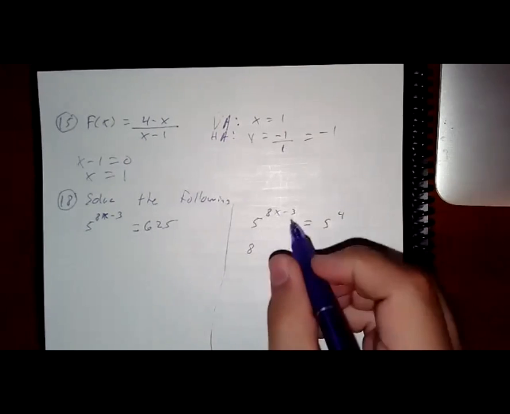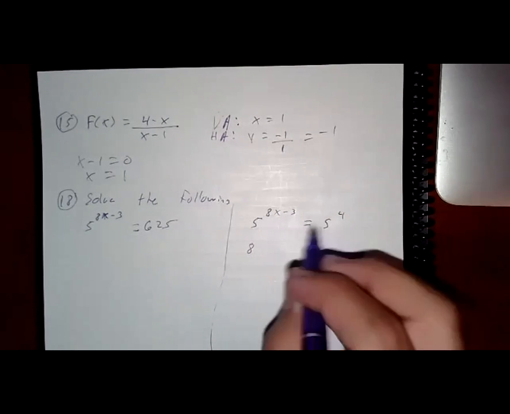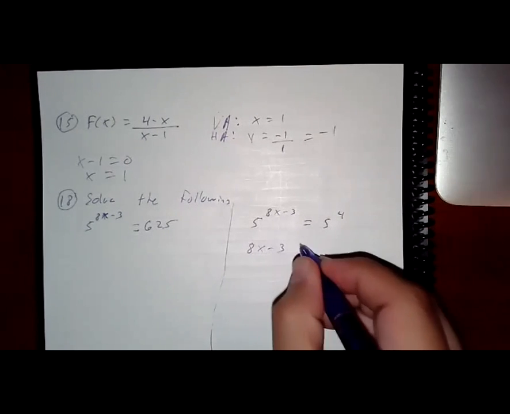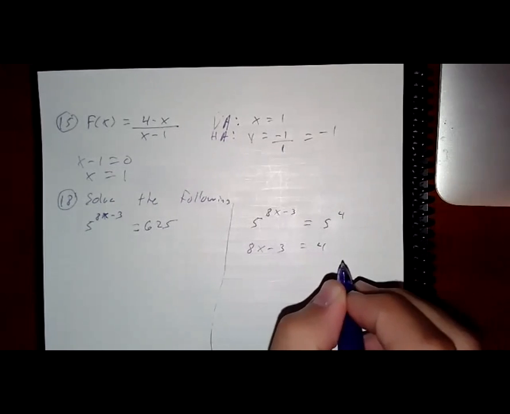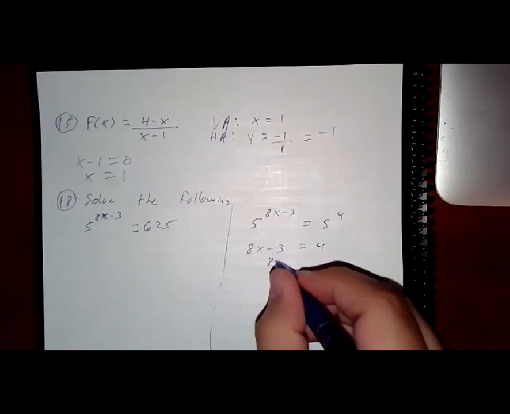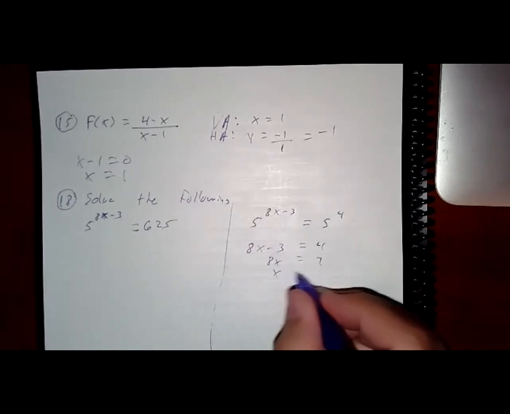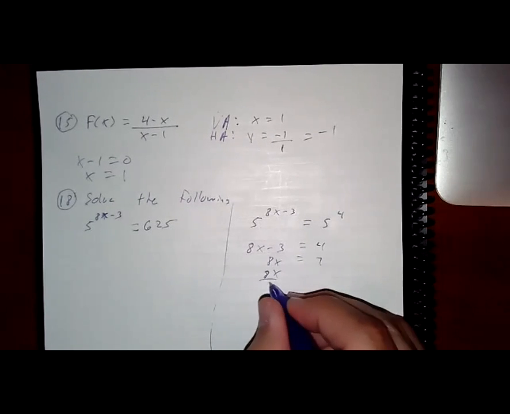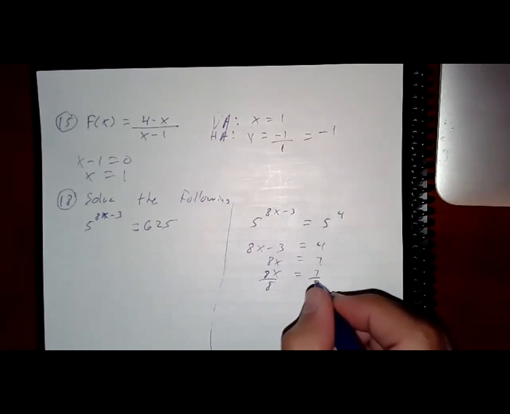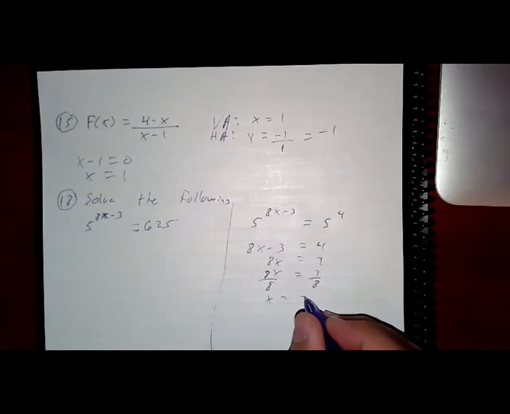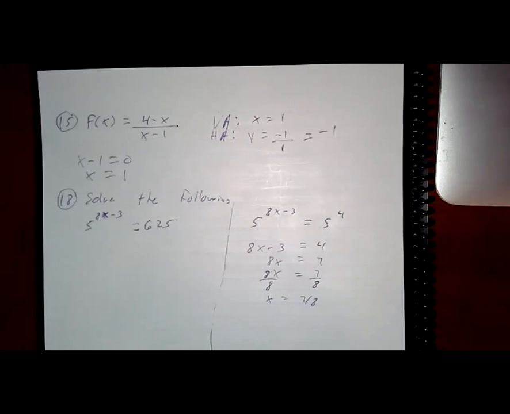So if the bases match, you can set the powers equal to each other. So 8x minus 3 is equal to 4. So add the 3 over. That'll be 7. Divide by 8. X is equal to 7 over 8. That's the easy way if they match.